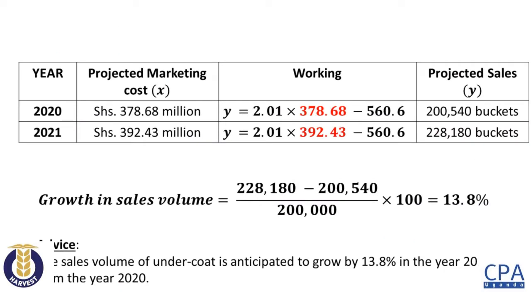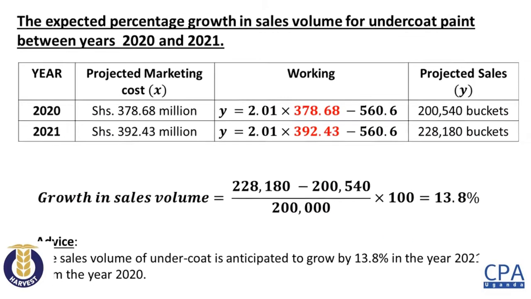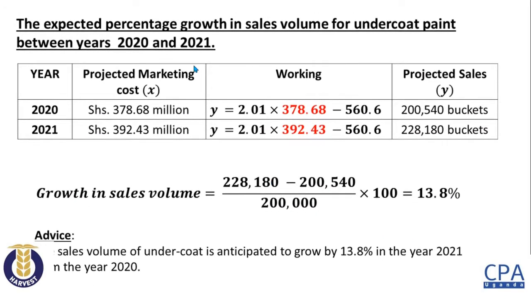So the next part is on the application. As you can see from our question, the examiner wanted us to get the expected percentage growth in sales volume for undercoat paint between the years 2020 and 2021. So we begin by forecasting the sales or projecting the sales for 2020. Remember, we are standing in 2019.